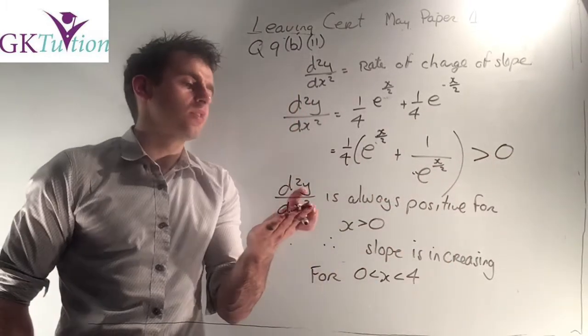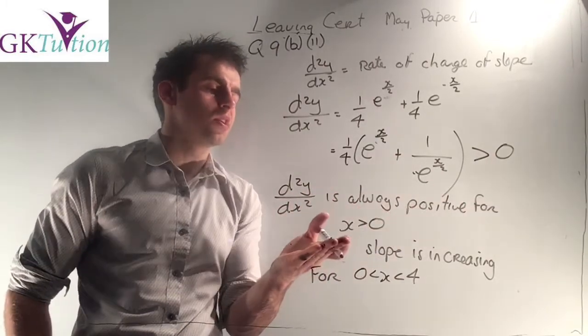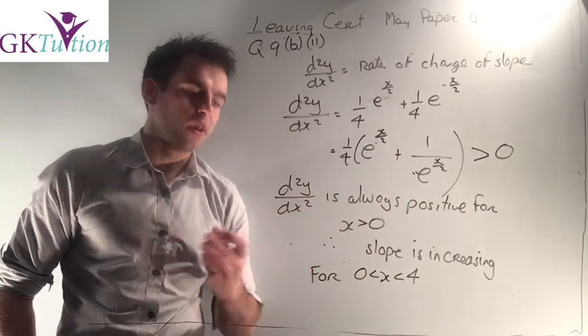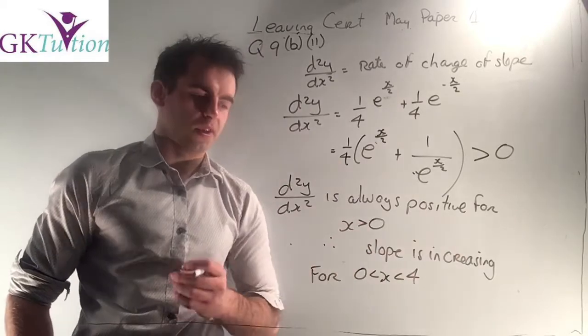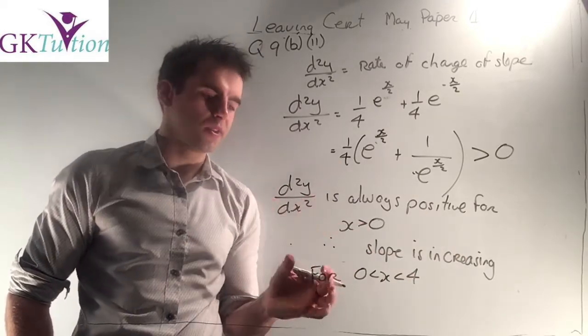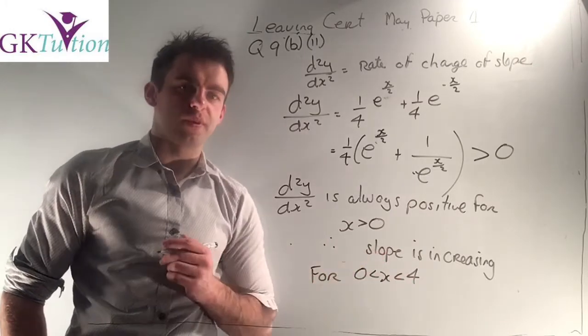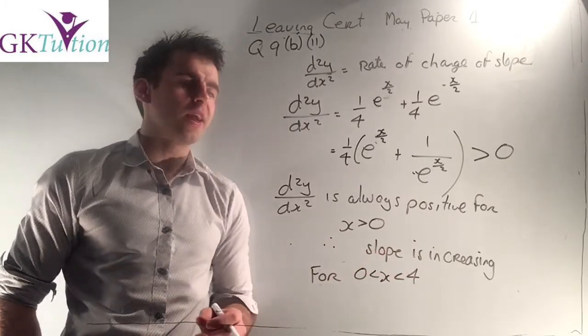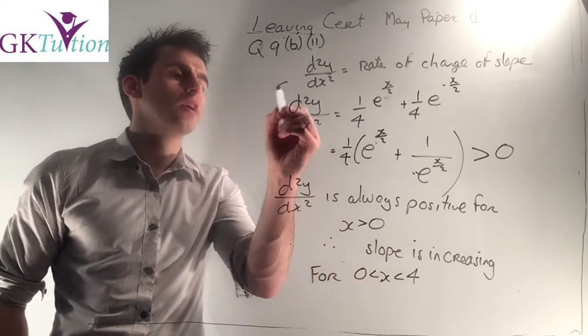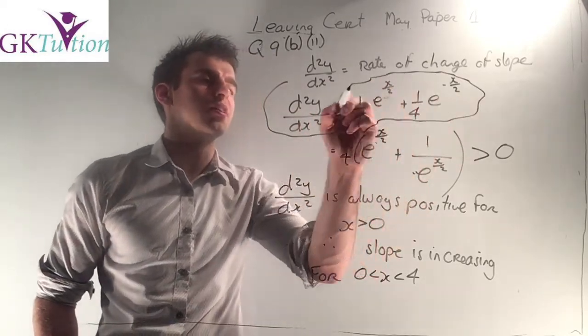So you can just say that d squared y dx squared is always positive for x values greater than 0. Therefore, the slope is increasing. The rate of change of slope is positive. So you can say the slope is increasing for any x value between 0 and 4. There were 5 marks going for that. The marks are essentially going for working out the second derivative.